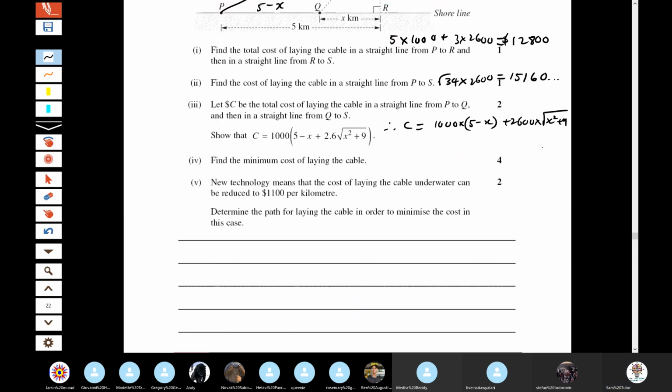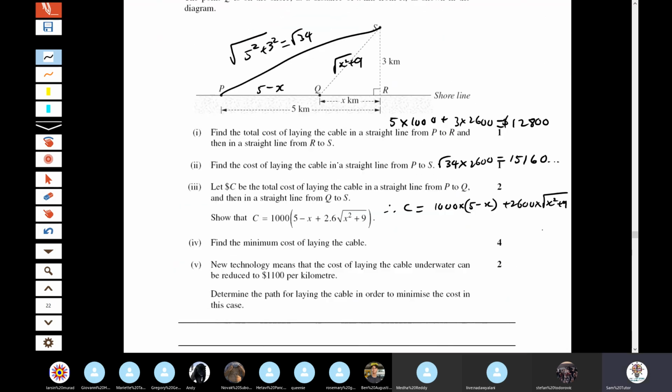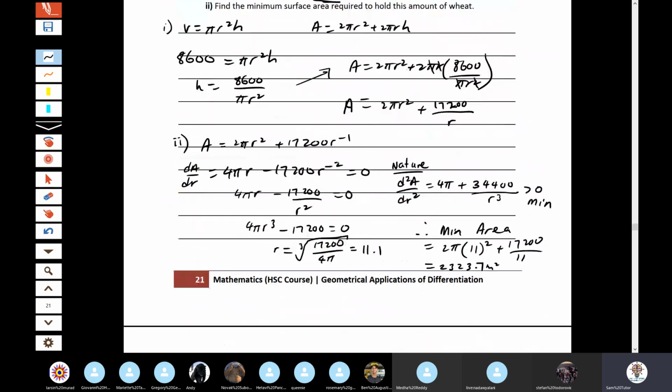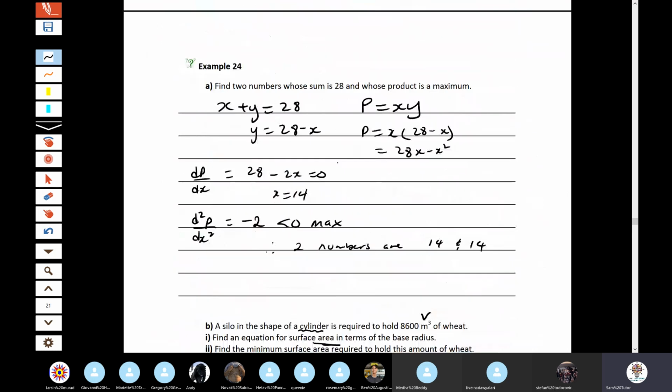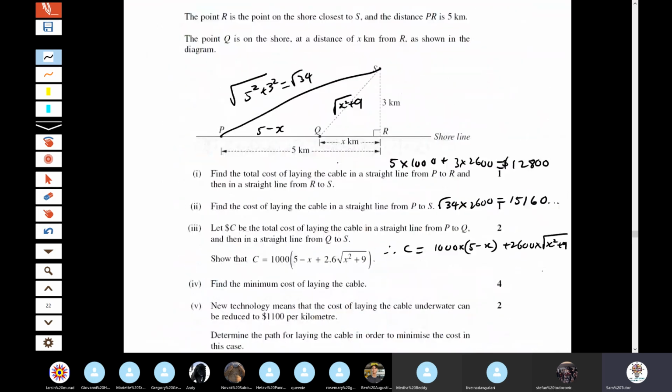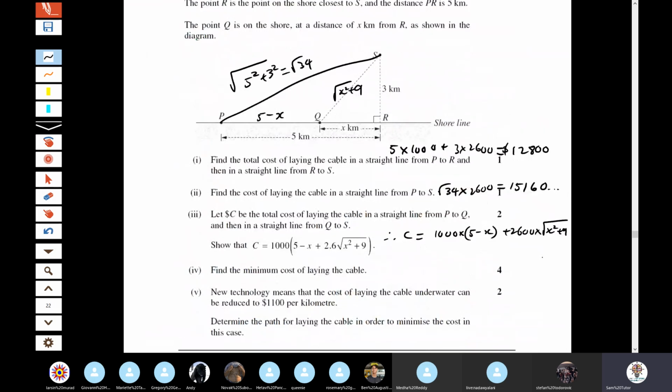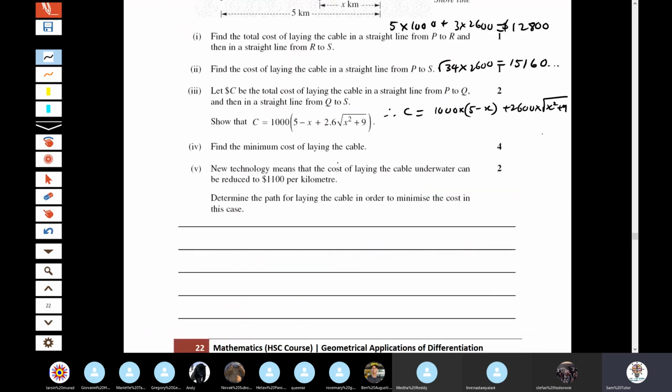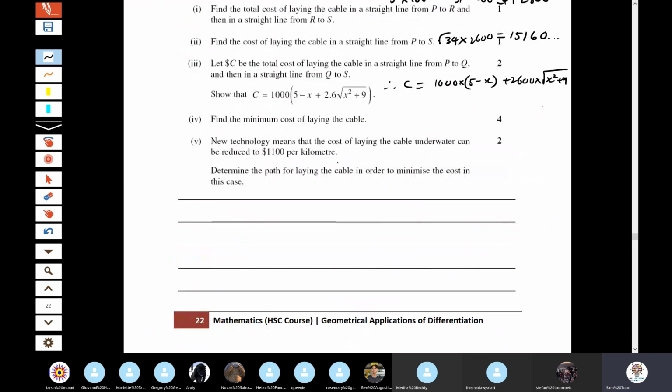Okay. What are the different pathways we've got? There is P to R to S. There is P to Q to S. And there is P to S. So let's work out each one. Let's do P to S first.